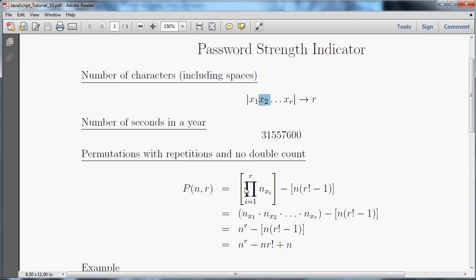Okay, this is a symbol for product. So this tells us that for each X that we have so many of them, whatever our pool of characters are, which is represented by N. But we said we don't want to double count, because let's say we had a 3-character password where it's all the same. Let's say our pool of characters are just digits.